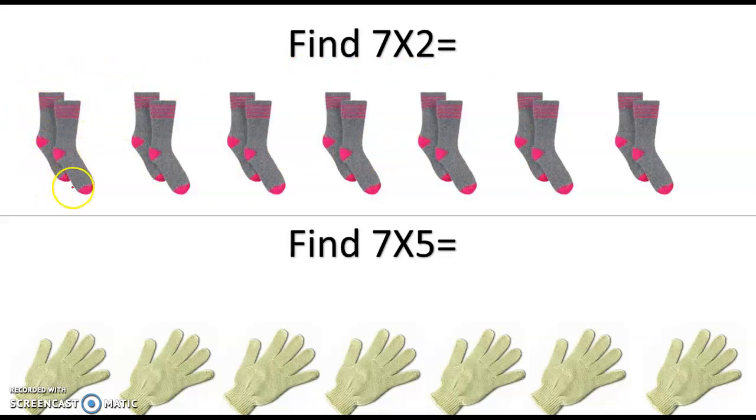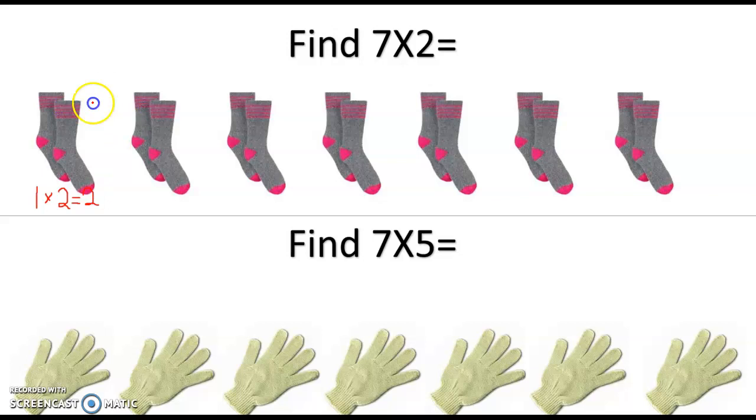Well, let's take a look at just one pair. I have 1 pair of socks, and there's 2 socks in that pair. So it becomes 1 times 2. 1 pair, 2 socks in each pair. How many socks do I have altogether? 2. So my product, or my answer, is 2.